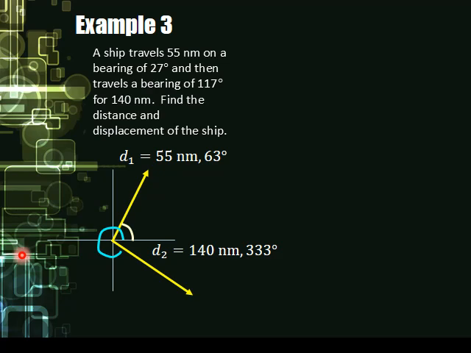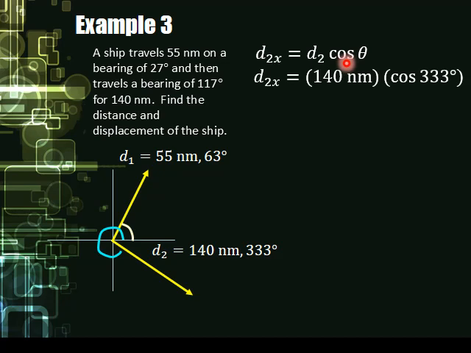Okay, so this time, let's solve for the x and y components of d2. To solve for the x component of d2, di ba, pag x, gagamitin natin ang cosine. So this will be d2 times cosine theta. So that's 140 nautical miles times cosine 333. So sagot natin is 124.7 nautical miles.